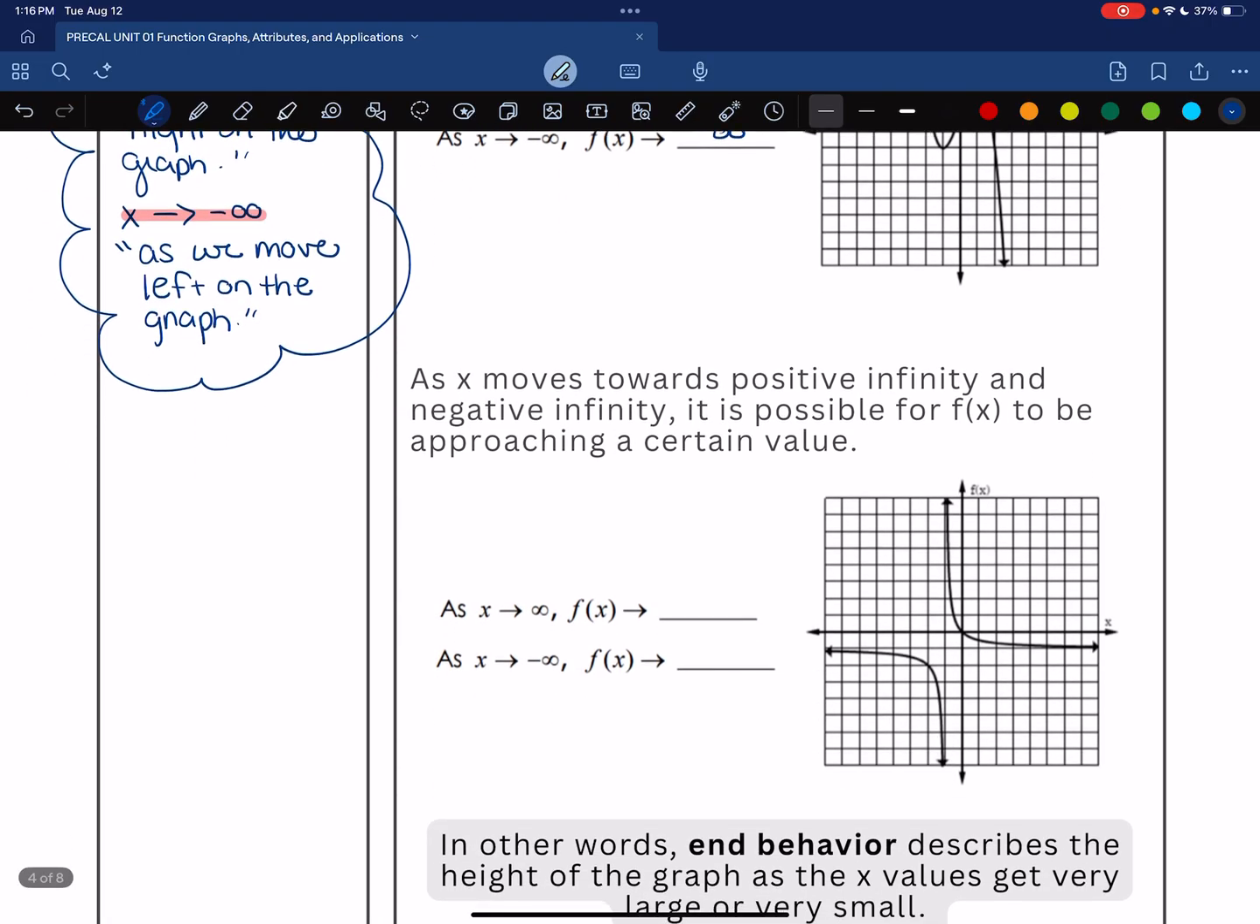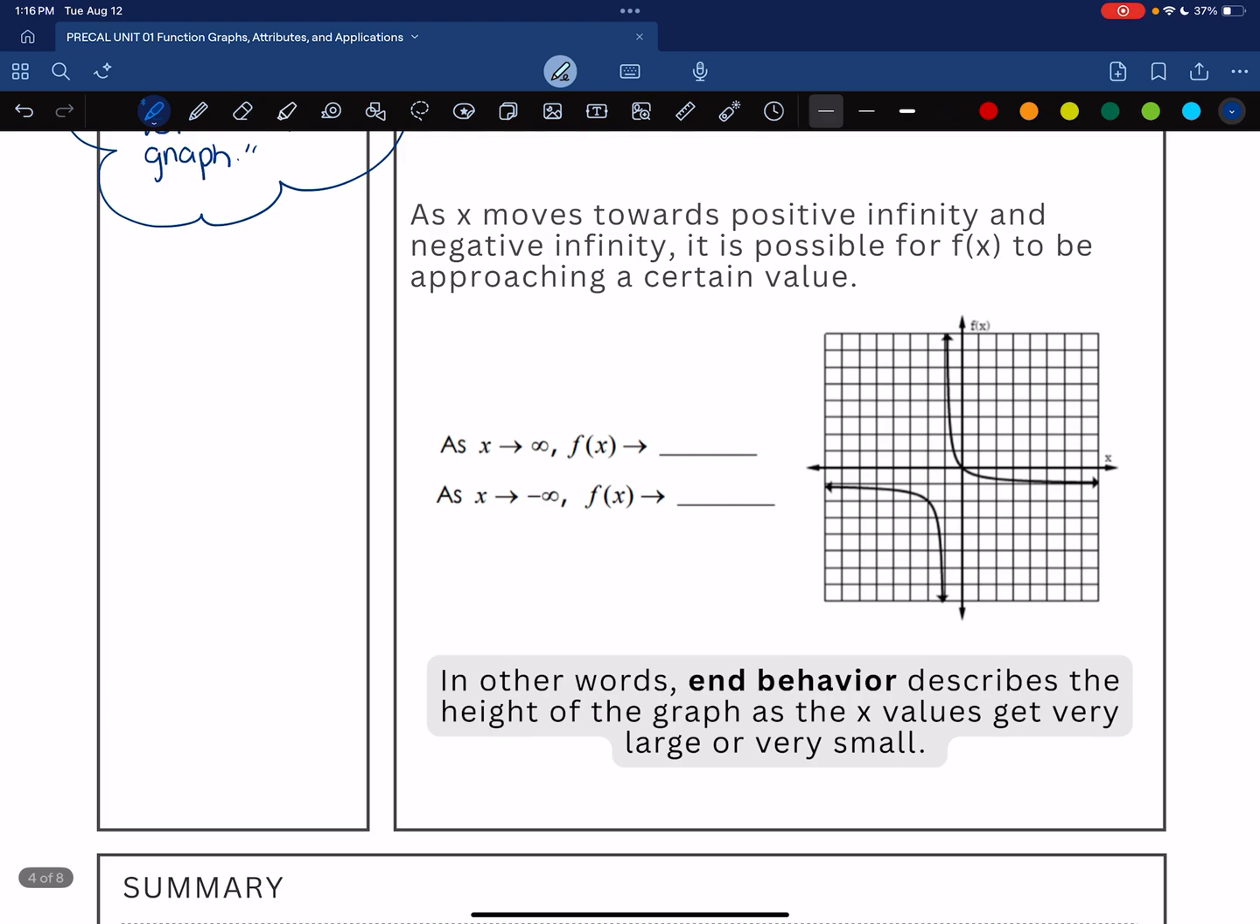Great. Next, as x moves towards positive infinity and negative infinity, like we did before, it's possible for f of x to approach a certain value. That's especially true when we have rational functions or other functions that have asymptotes, right? When you have an asymptote, as we're approaching infinity, that's going to be as we're moving to the right. So as we move to the right, what height are we approaching? We're approaching a height of -1, where that asymptote is.